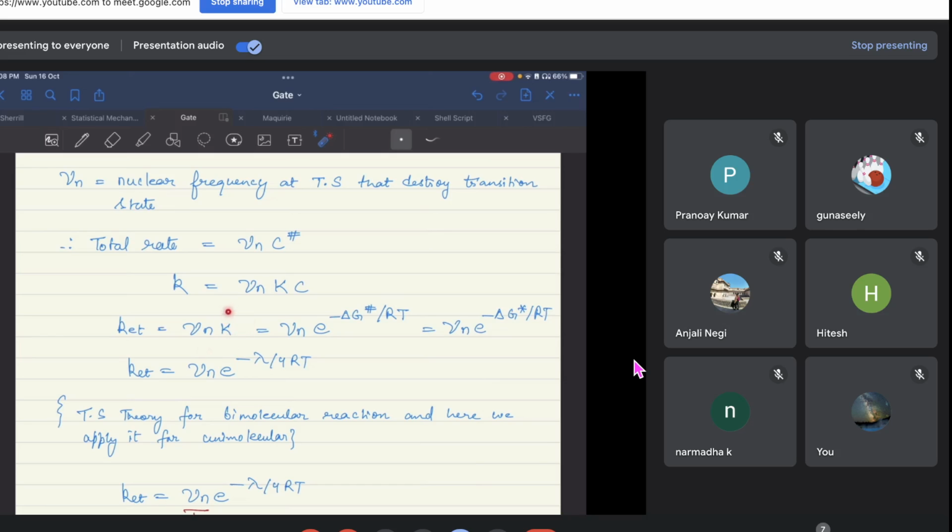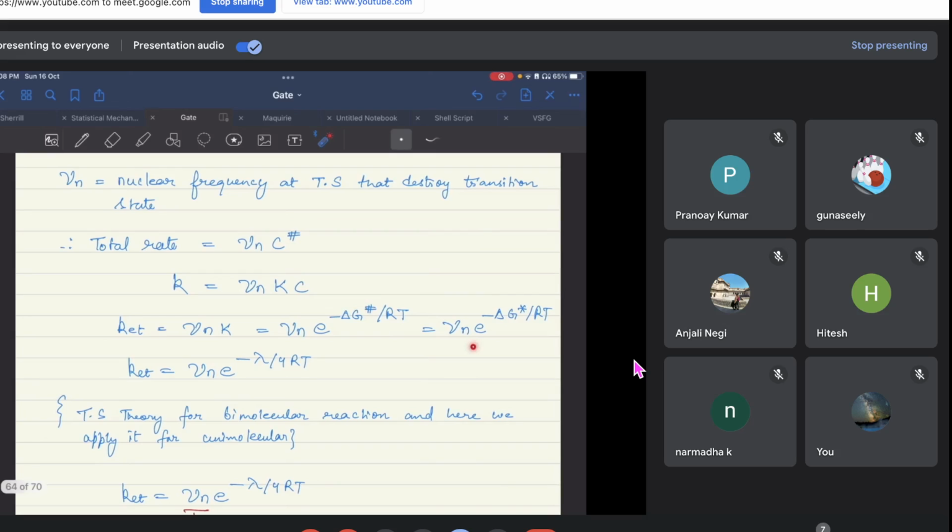And my K here is, again, you need to keep this in mind, the capital K, which is the equilibrium constant. Then I can again write it as e to the power minus delta G dagger upon RT. The dagger is used for transition state theory, and transition state theory is a bimolecular reaction. We study it like that.